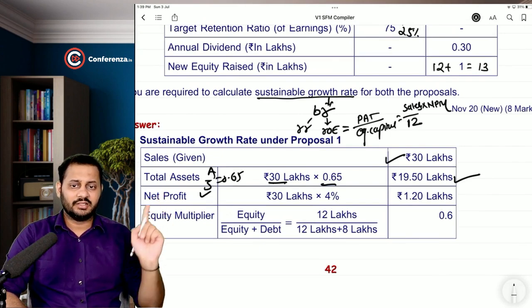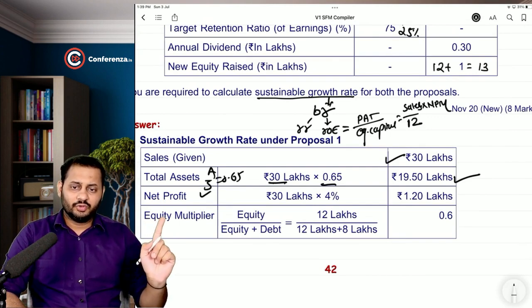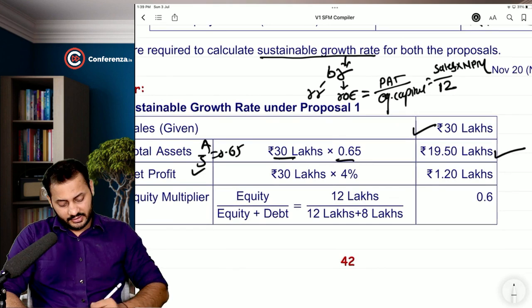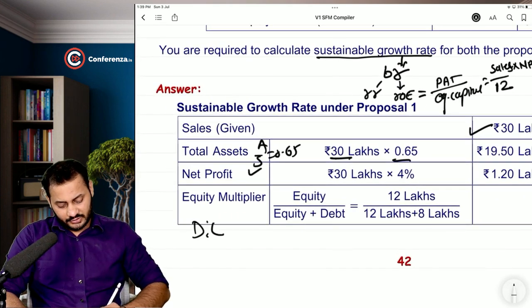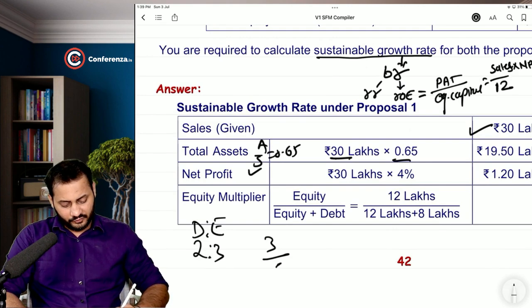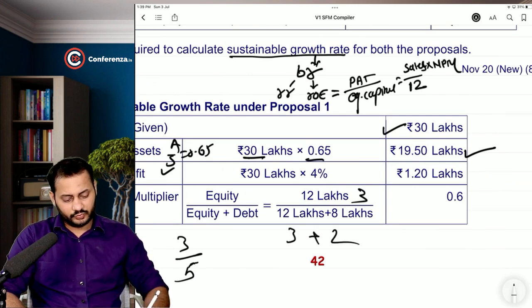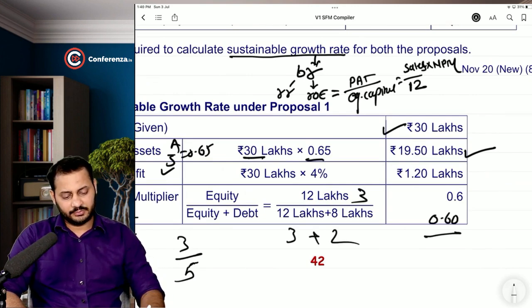And after that, they calculated something called the equity multiplier. There was no need to calculate this equity multiplier in this manner. They could have easily calculated it with the debt equity ratio. Debt equity ratio was 2:3. That means 3 by 5, 3 by 2 plus 3 could have been done. So that also would have given 60%.